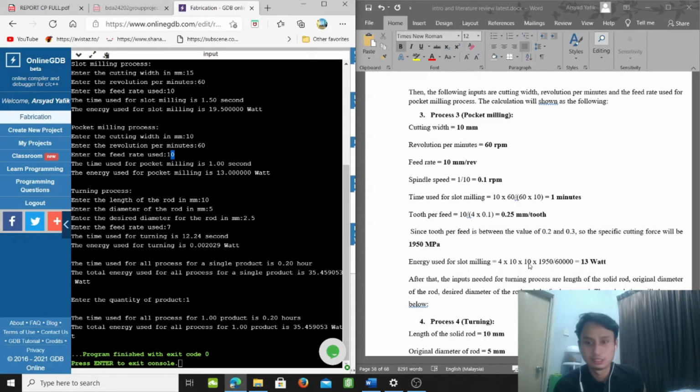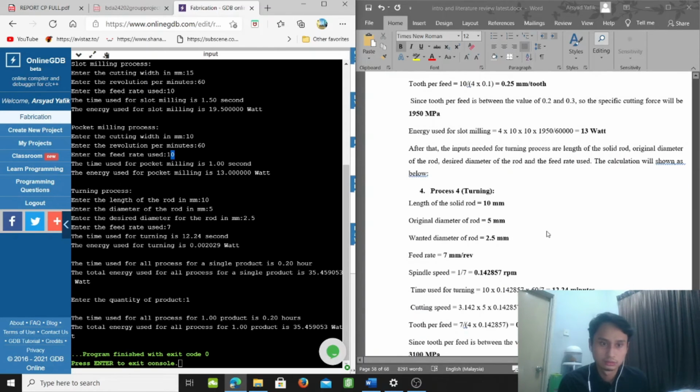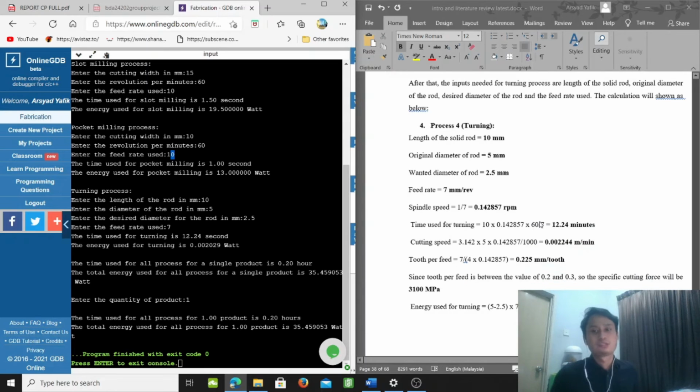So that's all. After that, the inputs needed for the turning process are the length of the solid wood, the original diameter of the root, the desired diameter of the root, and the feed rate. The calculation shows this. The last process is the turning process. We got the length of the root as 10 mm, the original diameter of the root 5 mm, the desired diameter 2.5 mm, and the feed rate is 7 mm per revolution.